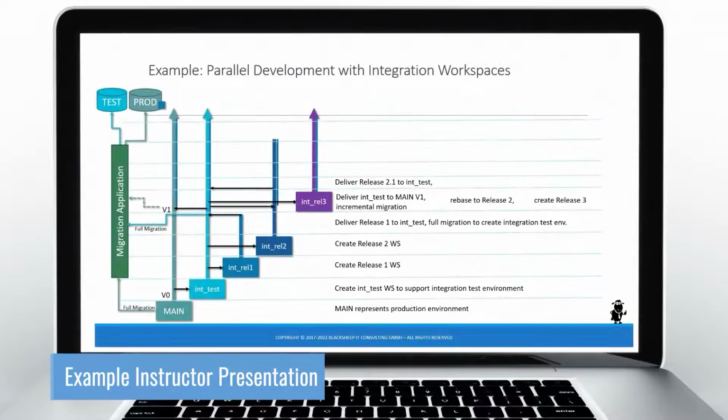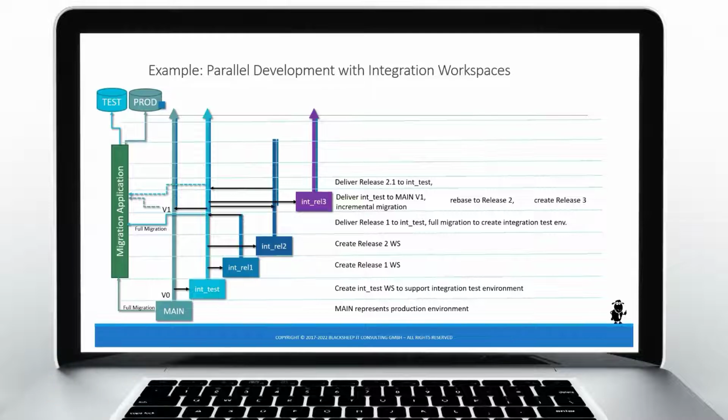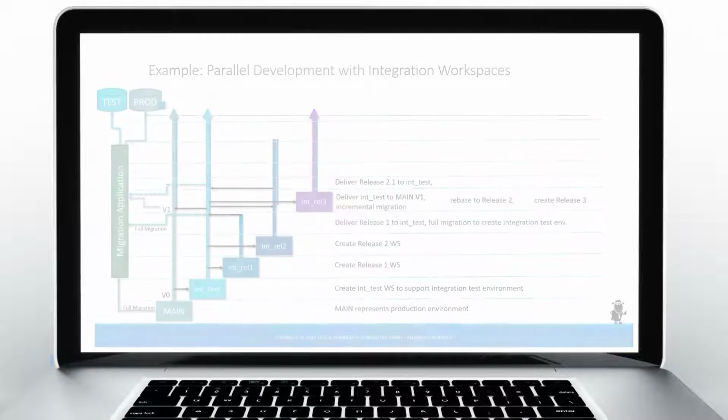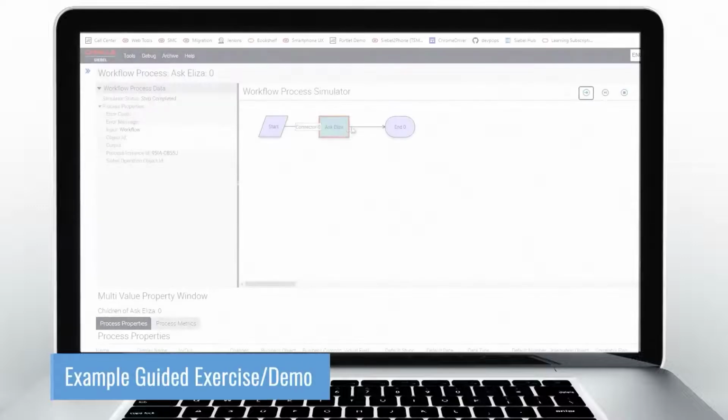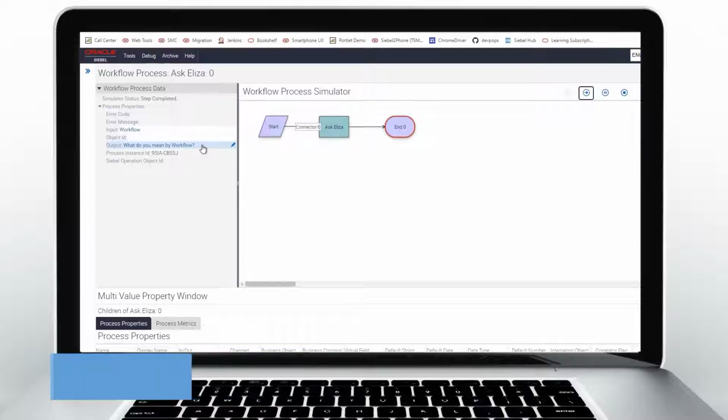Team 2 has a mid-level release they want to push to integration test and then incrementally migrate that content to the test database. Learn better with comprehensive exercises and demonstrations. Now the next step to be executed is the business service, and we can click Simulate Next. This executes the business service, and we can inspect the output in the workflow process data panel.